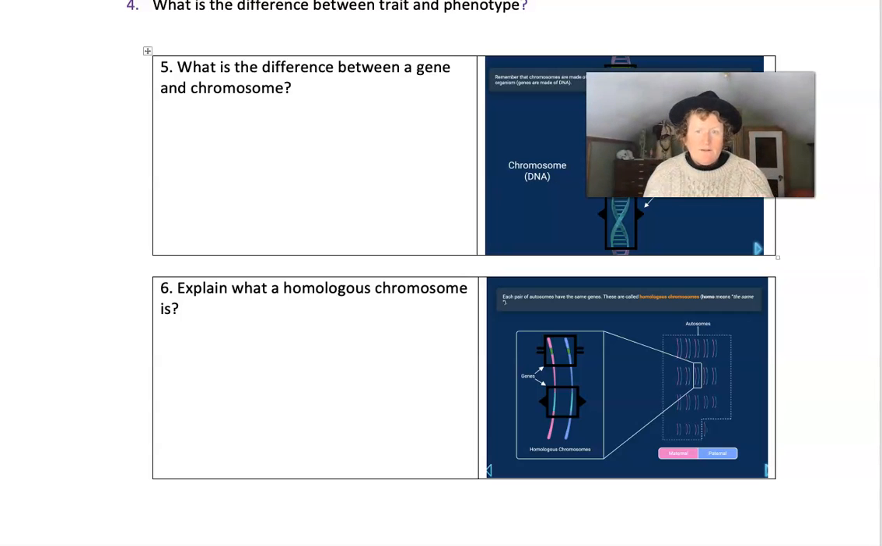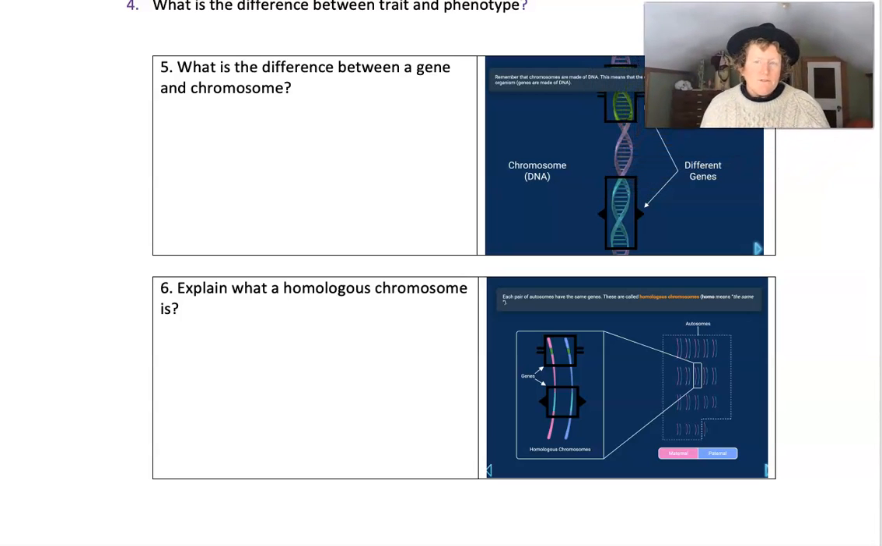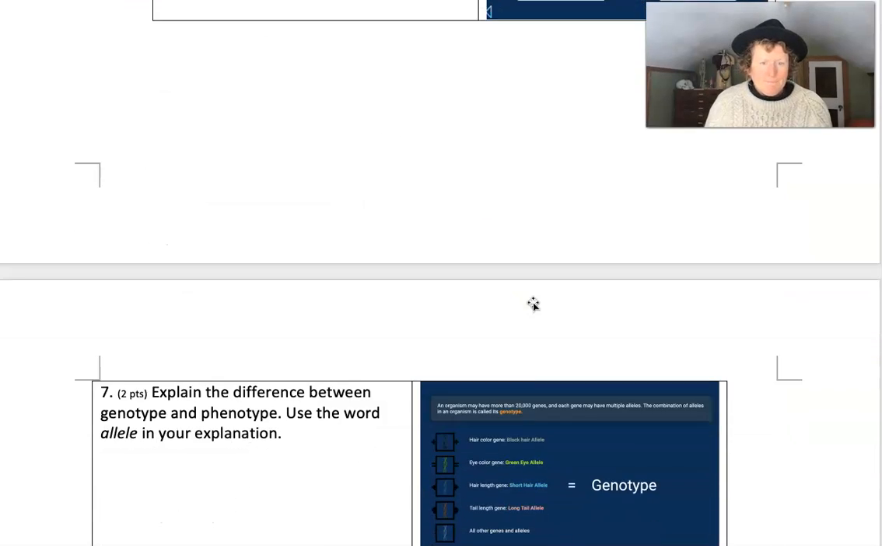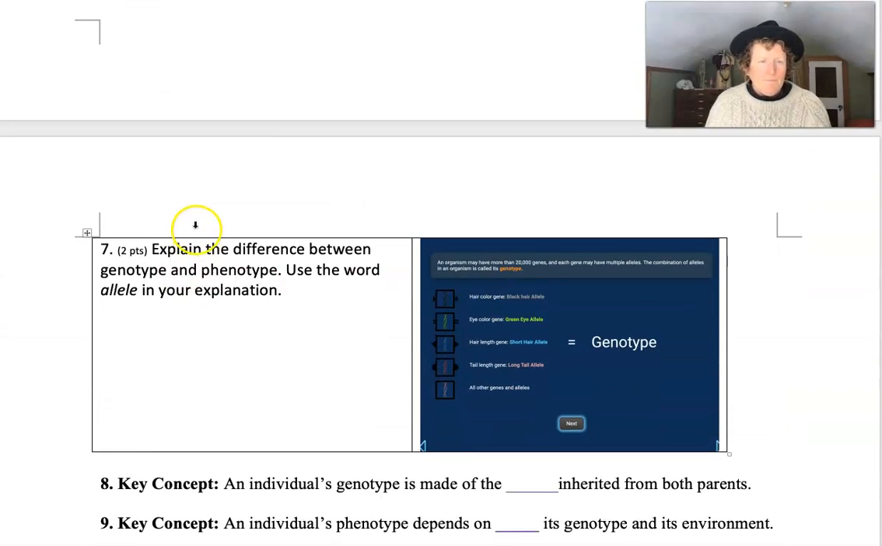They may have different alleles. Allele, remember, is a different version of a gene. For example, my dad has blue eyes, but my mom has brown. So their alleles for eye color are probably a bit different. Explain the difference between genotype and phenotype. Use the word allele in your definition.